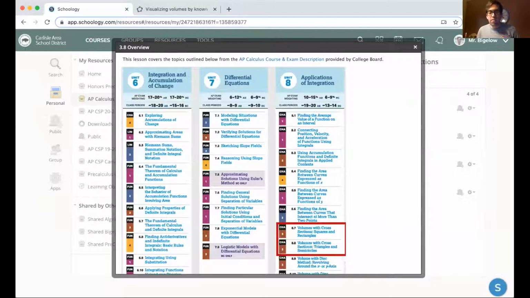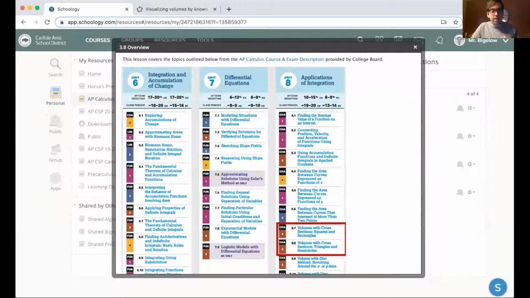This lesson is awesome, and it is key to the next several lessons because this is where we take integrals, where we've been working so much with two-dimensional area, and we extend that to three dimensions. So we're going to be talking about volumes and using integrals to find volumes. This idea is really cool.